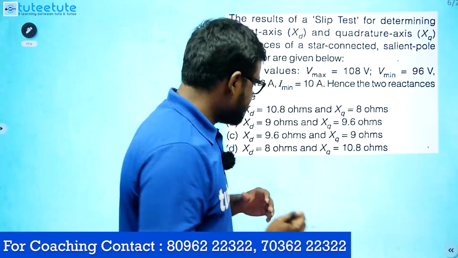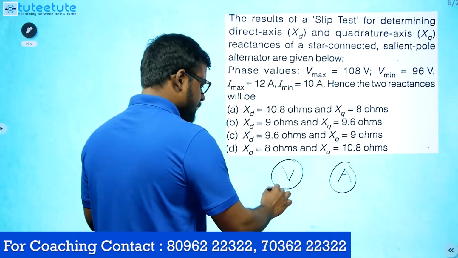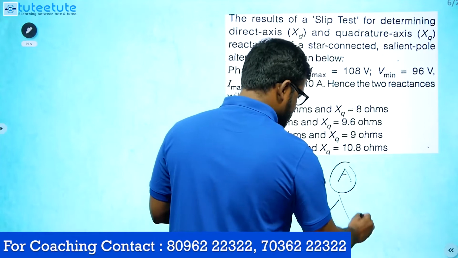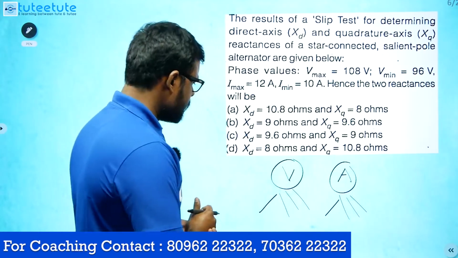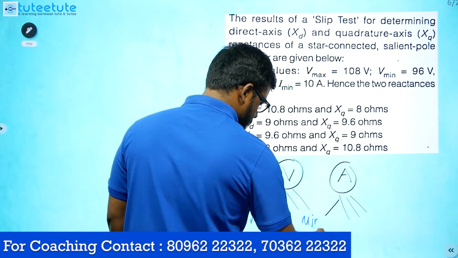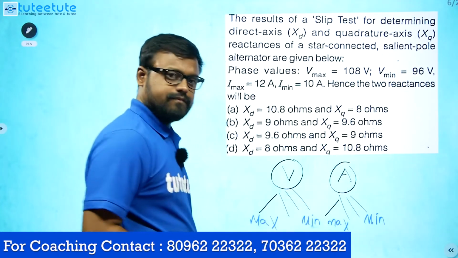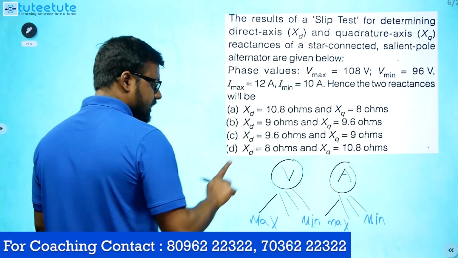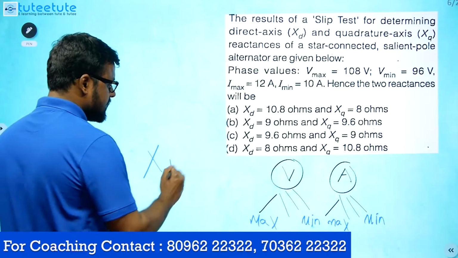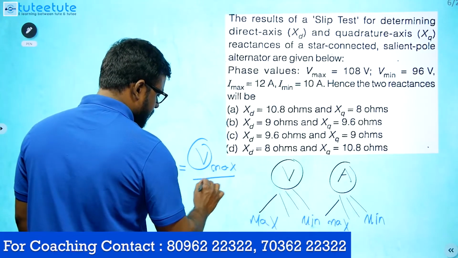So that means there is a voltmeter in the test, there is an ammeter in the test. In the voltmeter we can take different readings, and the ammeter also will give different readings. So the voltmeter has a maximum value and a minimum value, and the ammeter also has a maximum value and a minimum value. Now what I told you in that slip test, after observing the values of the voltmeter and ammeter readings, XD is equal to the maximum reading of the voltmeter divided by the minimum reading of the ammeter, students.